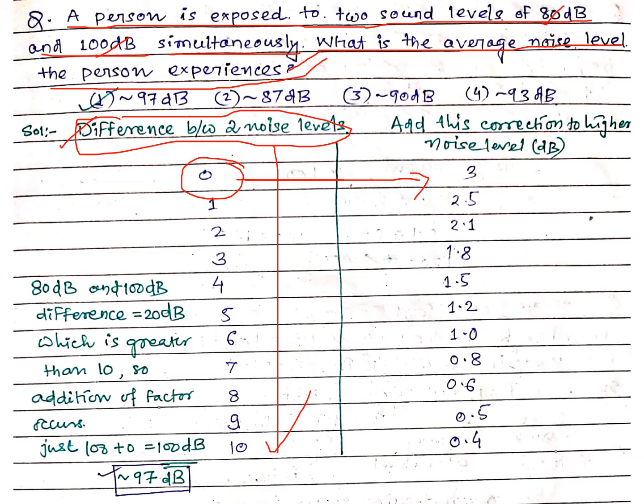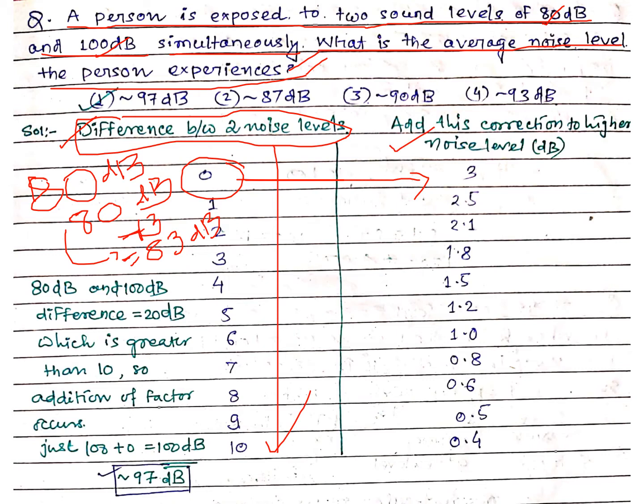Suppose there are two dB levels, 80 dB and 80 dB, with a difference of 0. You just add 3 to the 80, so you get 83 dB as the resultant sound level. So here we have the difference between the two noise levels as well as their correction factor, which will give you the resultant.